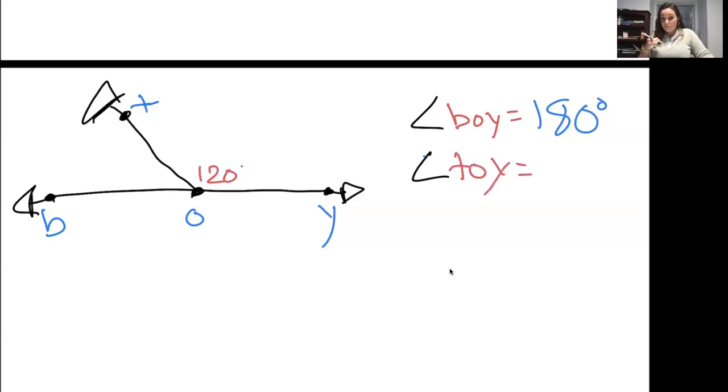Yep, good, you're still paying attention, very good. That angle measures 120 degrees, okay?